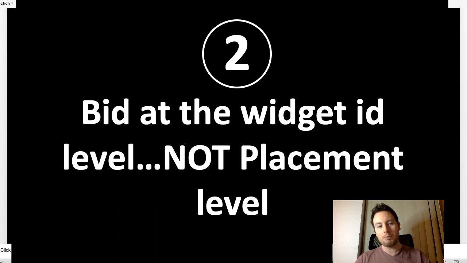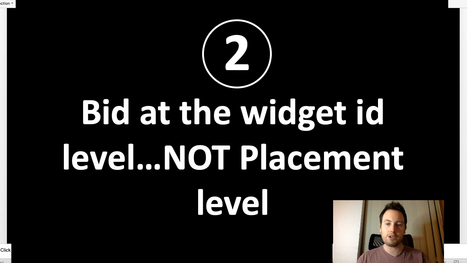So if you're setting up, the first point is mainly around ensuring that you select only a max of 10 placements, widget IDs. The next one is, as you start to optimize your campaign, make sure you're only bidding at the widget ID level and not the placement level. What this means is you're actually going to be optimizing better, you're making better decisions.